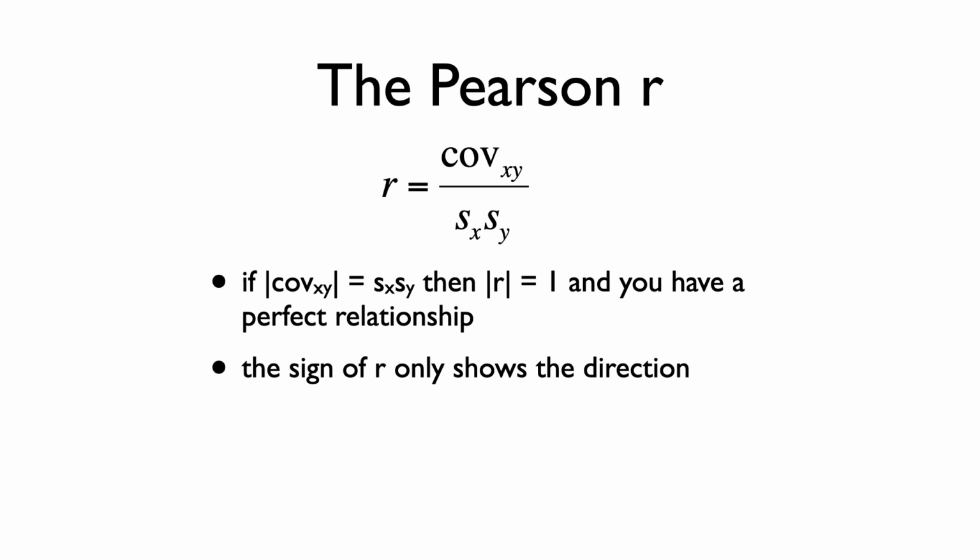So the sign of r only tells us about the direction. Again, going uphill positive, going downhill negative. Because the covariance will have a sign, but s sub x times s sub y will always be a positive number. So the sign of r only shows the direction. Questions so far? I hope that helps a little bit in understanding why it can't be greater than 1.